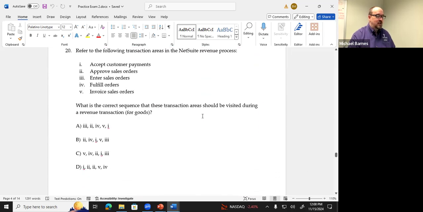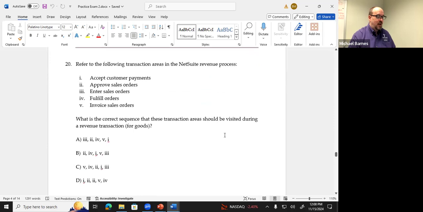Part of the following transaction areas, the NetSuite revenue process, 1, 2, 3, 4, 5, what's the correct sequence for transaction areas that should be visited during a revenue transaction for goods? I'll be honest, the way I wrote this question is I put the correct sequence together. These are just alphabetical order. Then one of the answers is the correct sequence, and the other one is a randomization of the 5 items. Okay, I just used a rand function, which I told you I would use. Okay, but I actually used it for the exam.